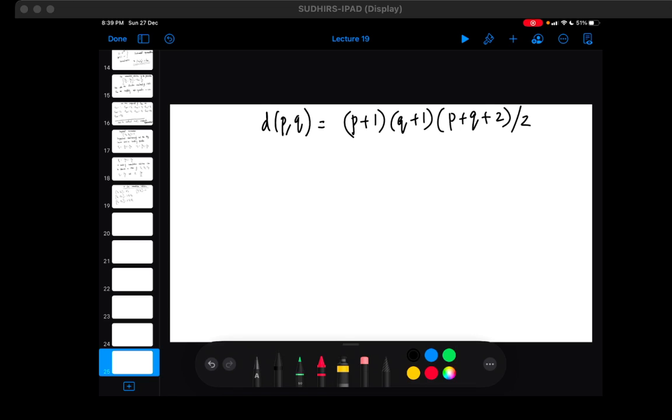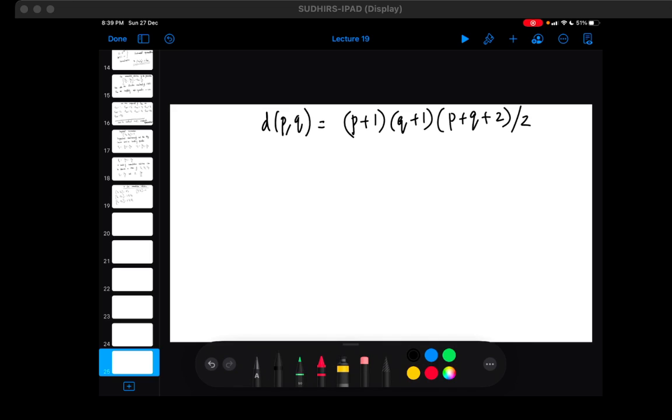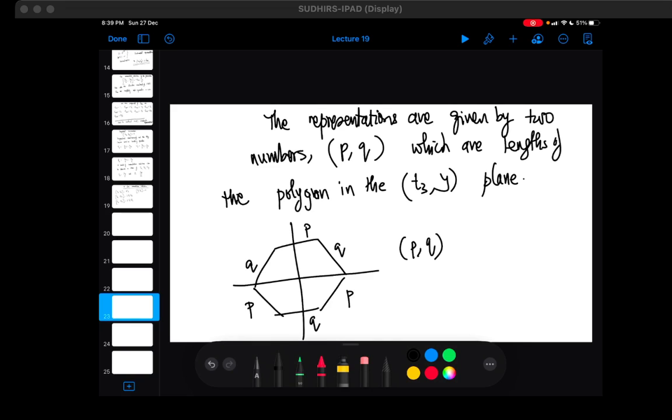So this is essentially the P and Q. If they are unit ones, there are sort of lengths in this T3 Y plane, which give you all possible representations. This is a 3 representation, this is a 3 bar representation, and with a dimension here, if you take Q equal to 0 and P equal to 1, it gives a dimension of 3, the fundamental representation. So this way you can classify all possible representations of SU3.